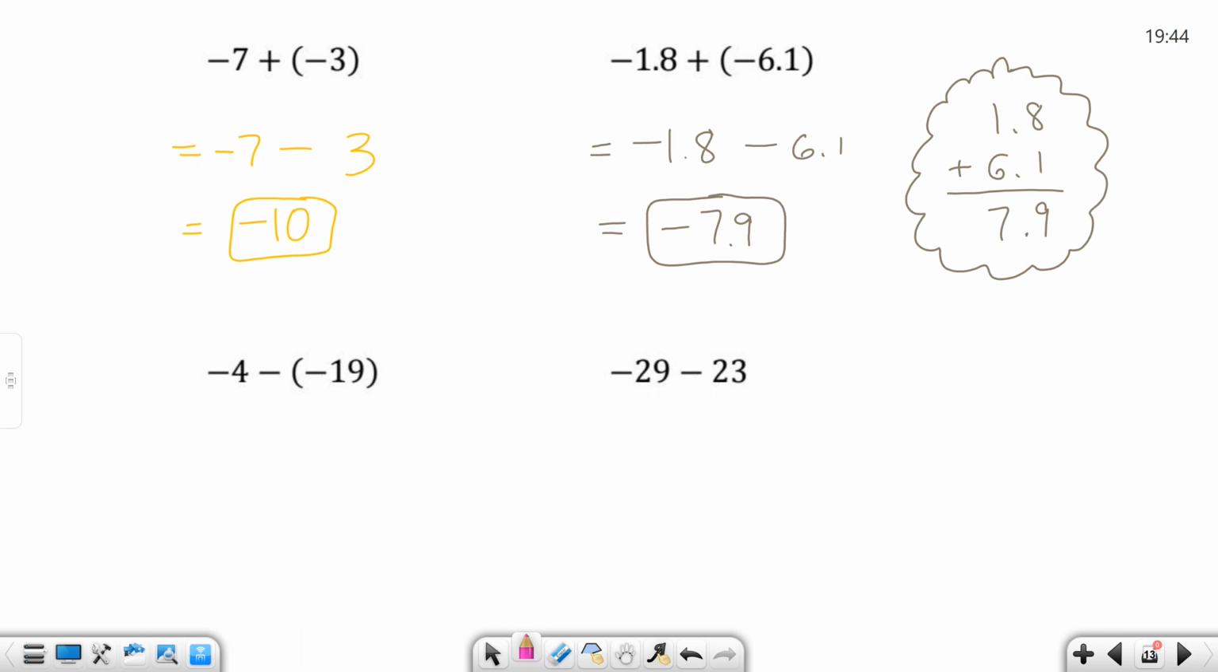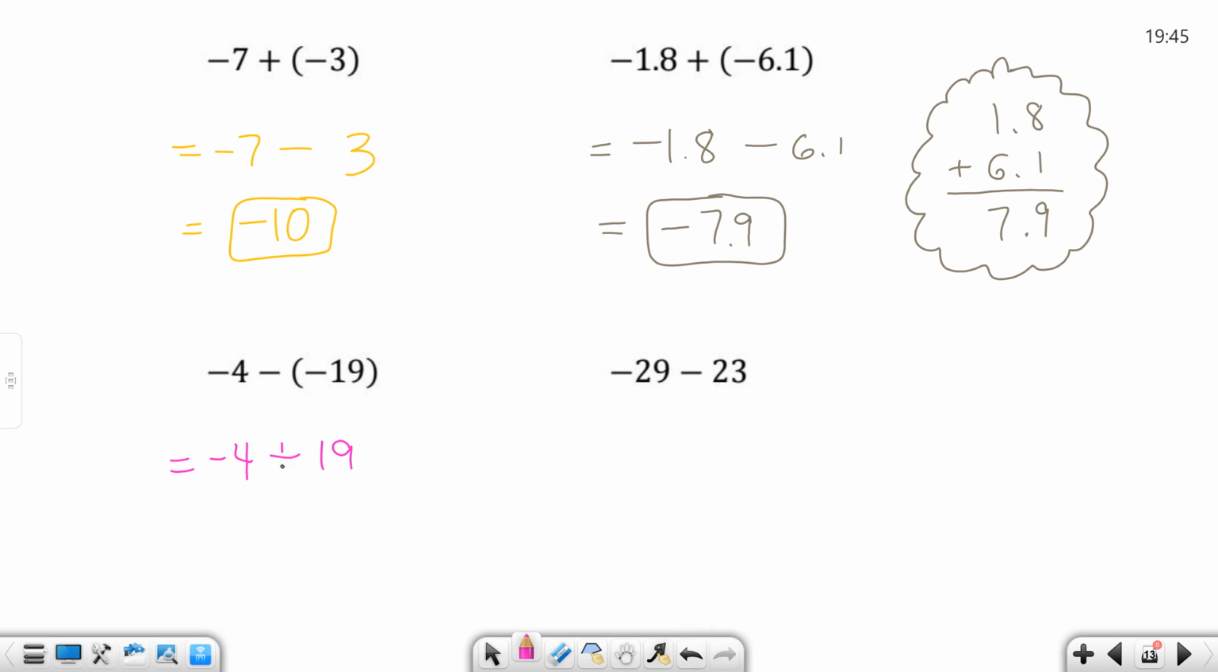All right, so what about negative 4 and then minus the negative 19? Again, I see two signs, and I go, nope, don't want two signs. Two signs, too complicated. We want one sign. So we're going to come down here, and we're going to say 4 and 19. The 4 doesn't change. It's negative. And what is minus a negative?